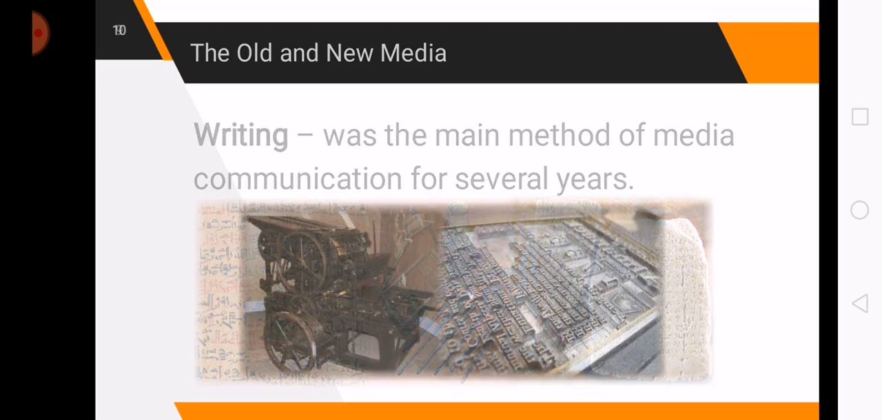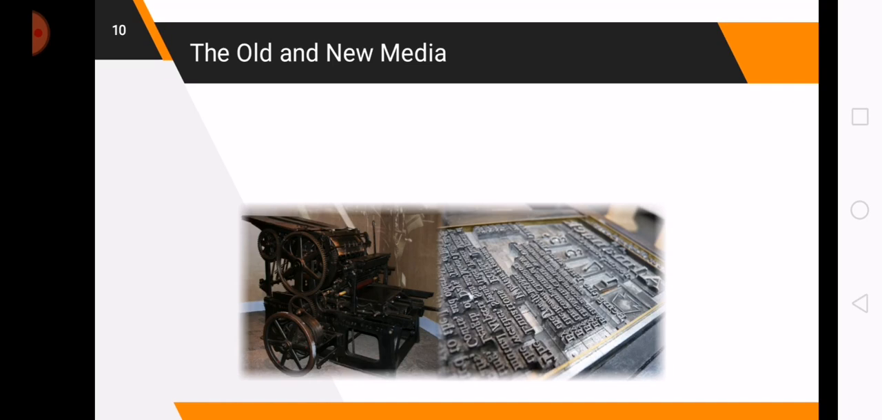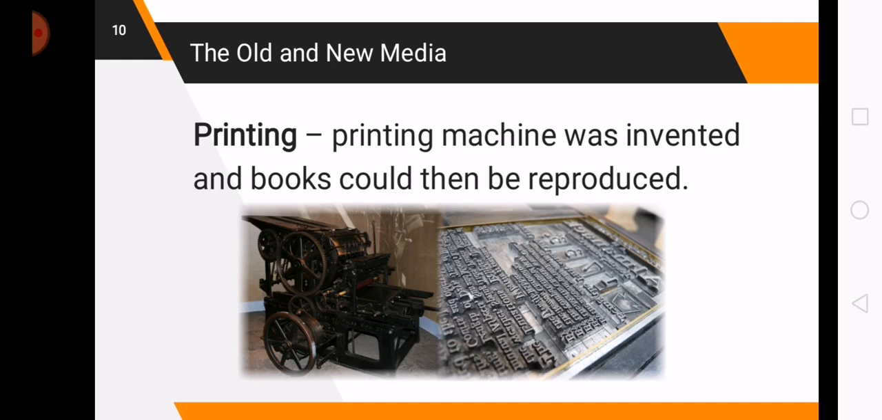The next era has something to do with this. So the pictures are printing machines. And obviously, because this is the second era after writing, the printing era followed. And during the printing era, the printing machine was invented, and then books could be reproduced. So this is the second era.